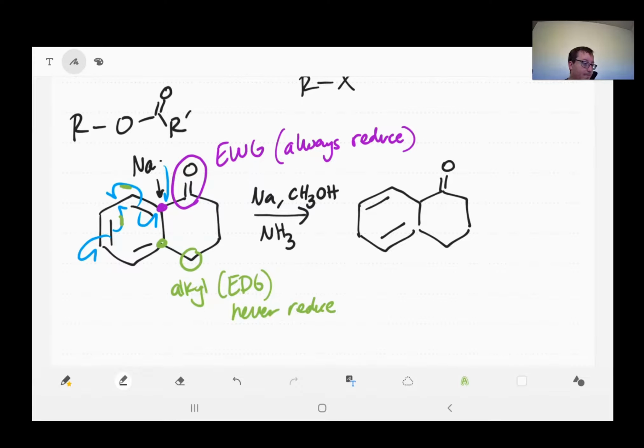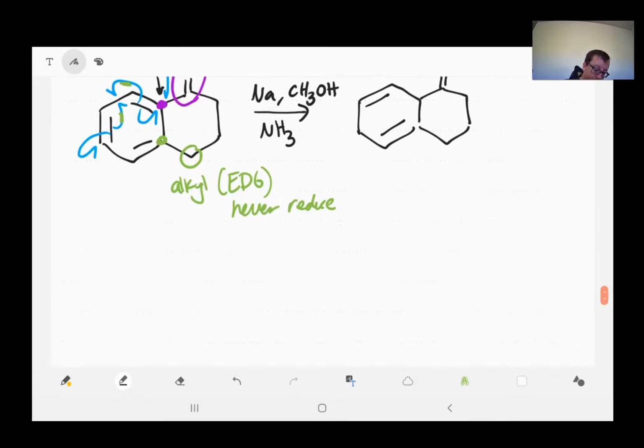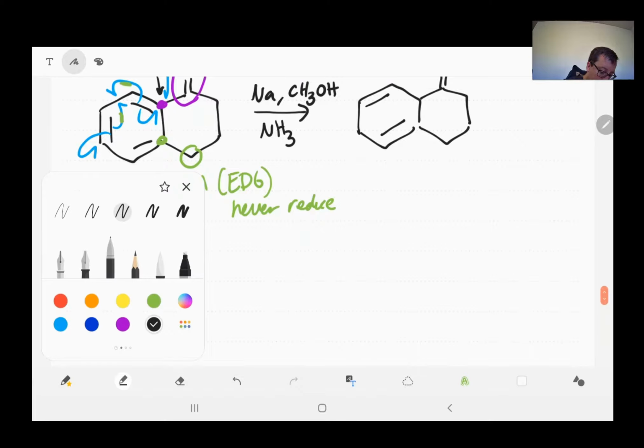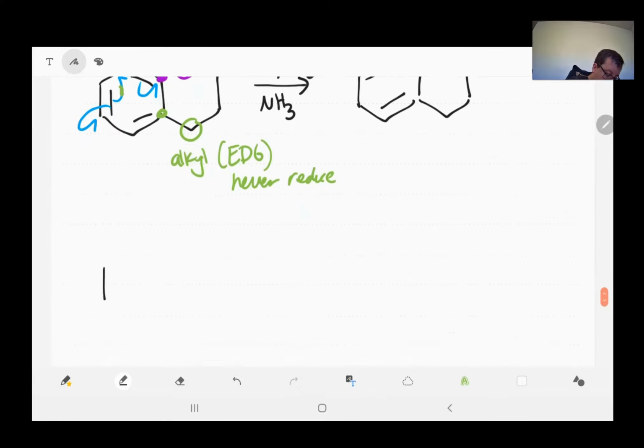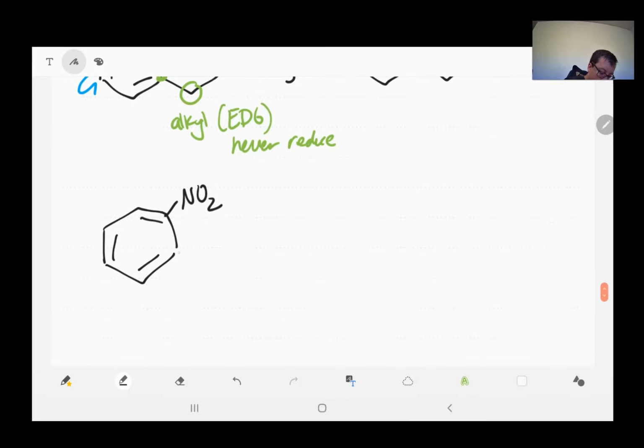Question? Yep. Will we ever have two electron withdrawing groups? If you do, we can take a look at that. We want to compare the strength of them, which is something that we'll learn more about later on. Here's two electron withdrawing groups.